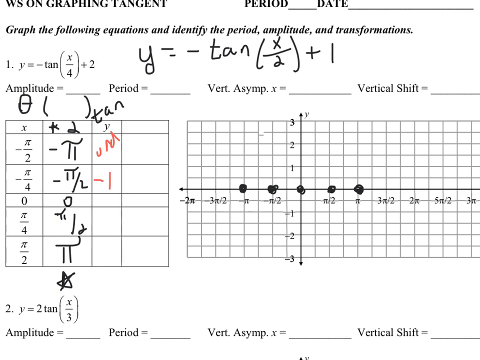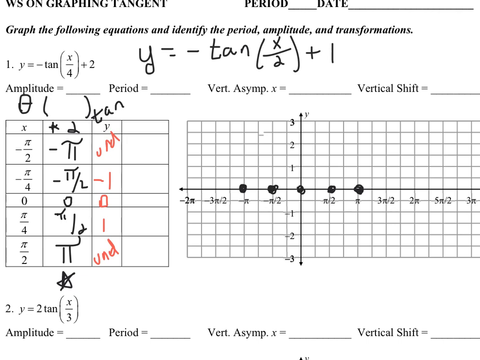And then at 0, tangent is 0. And then at pi over 4, tangent is 1. And at pi over 2, tangent is undefined again. Okay, so now we're going to see what values we're going to get with these y transformations.